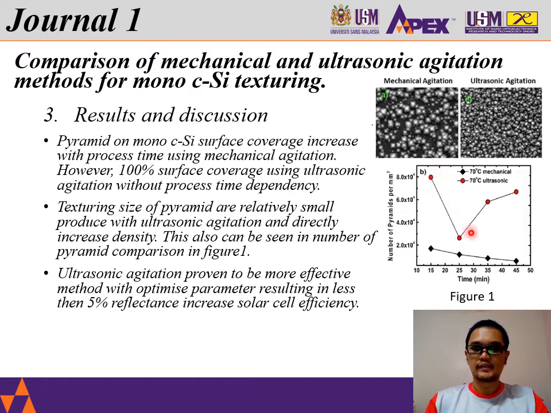It's slightly higher compared to the rest. But then you can see it is not time dependent, and it's relatively more compared to mechanical agitations. Based on the results, ultrasonic agitation proved to be the more effective method, with optimized parameters resulting in less than 5% reflectance. This can increase the solar cell efficiency, and on top of that it's also better in terms of productivity time compared to mechanical agitation.